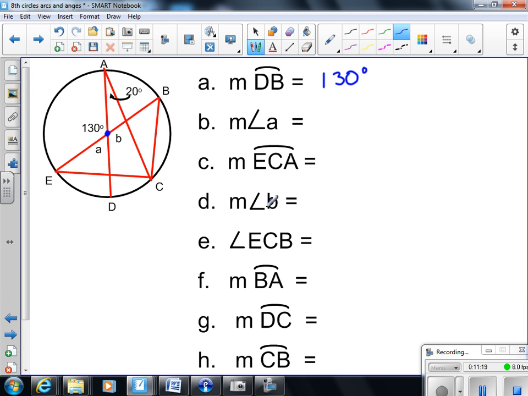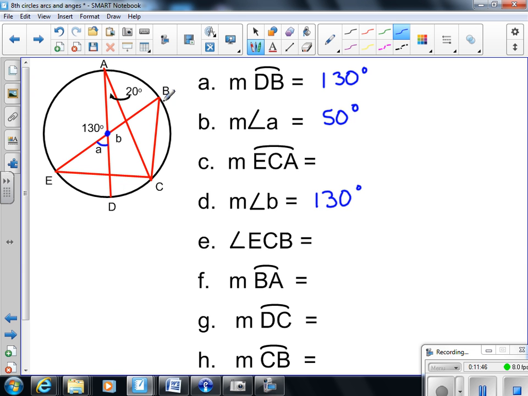So let's go down to D. We know that the measure of angle B is also 130 degrees. We can fill that one in. What about the measure of angle A? Well, if this is 130, you notice they're supplementary because they make 180 degrees. What will A be? It will be 50 degrees. Good.